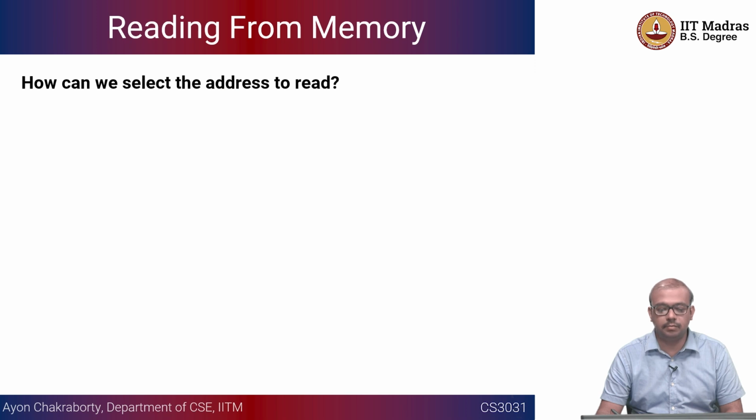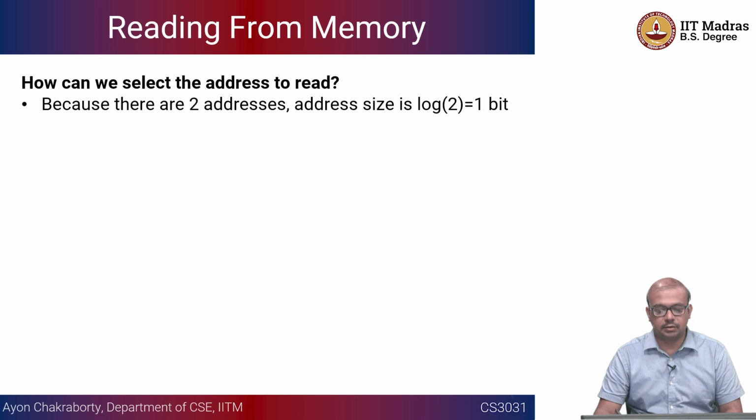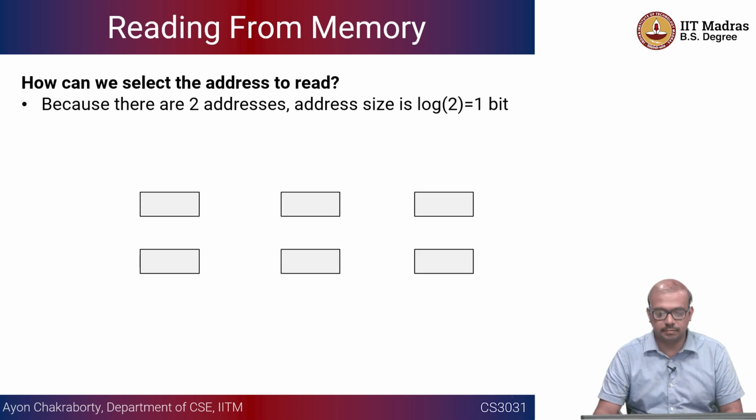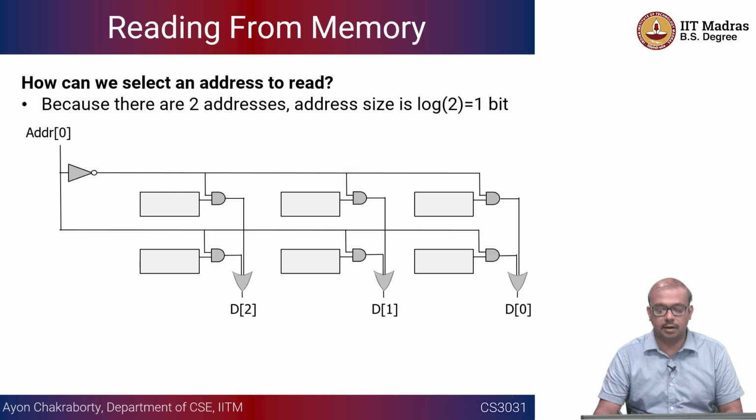For reading, we have to select the address where you are trying to read. Here also addressability is important. You are going to read 3 bits together, depending on whatever is your addressability. Because there are 2 addresses, the size of the address is going to be 1 bit. So let us see how this architecture is going to look like.